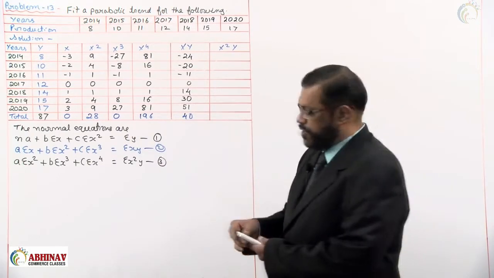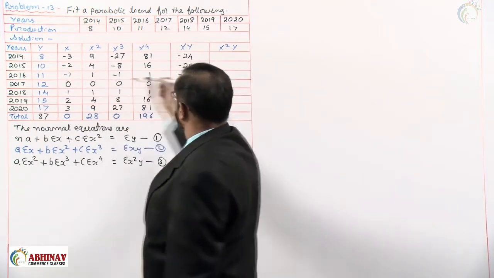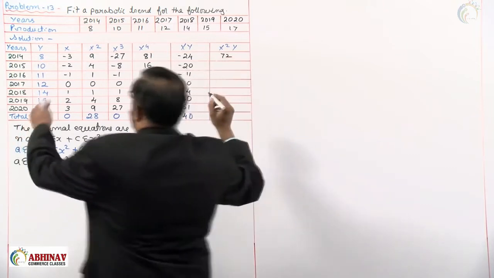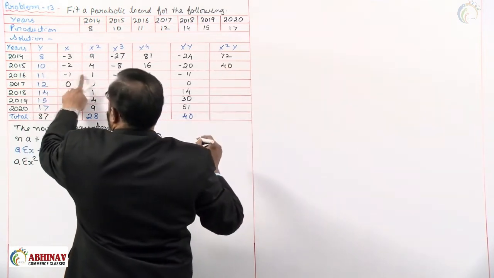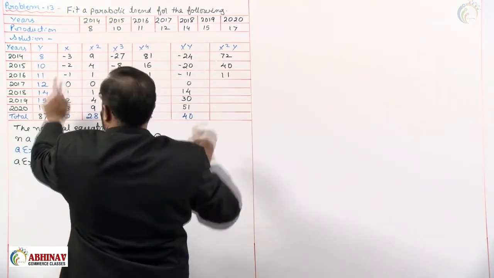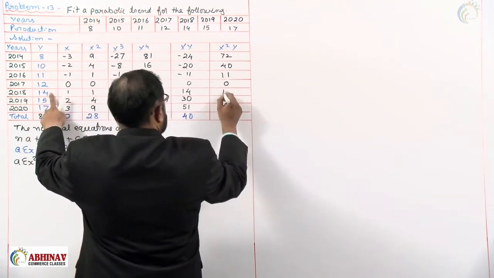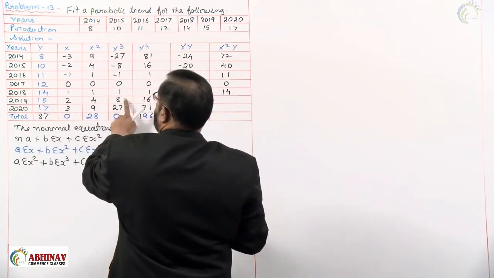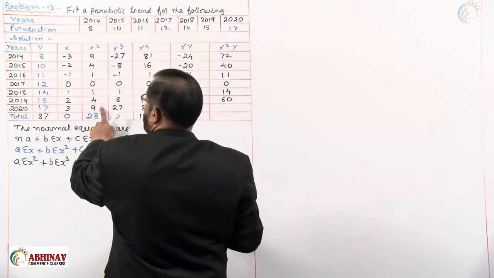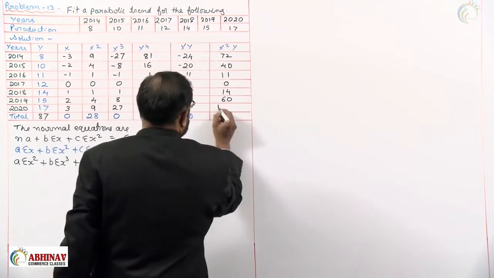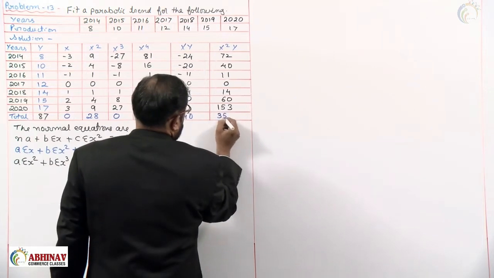X square y, the last column. X square into y. So 9 into 8, 72. Then it's going to be 4 into 10, 40. Then 1 into 11, 11. 0 into 12, 0. 1 into 14 is 14. Then it's going to be 4 into 15, 60, and then it is 9 into 17, 153, and the total comes to 350.